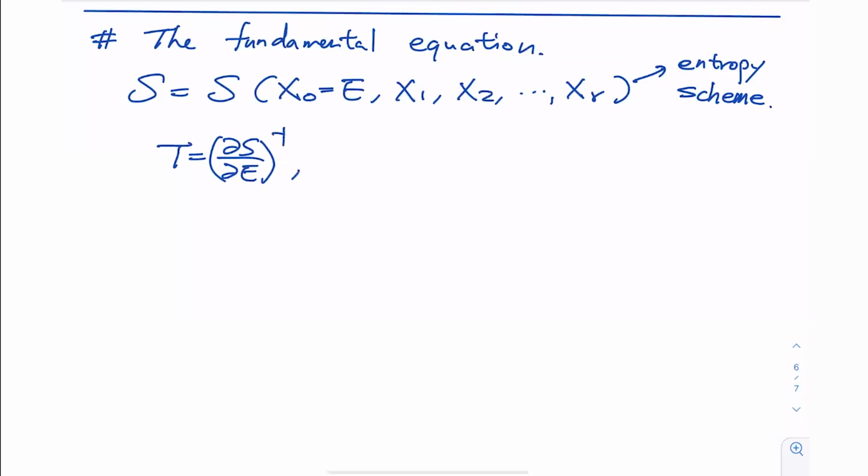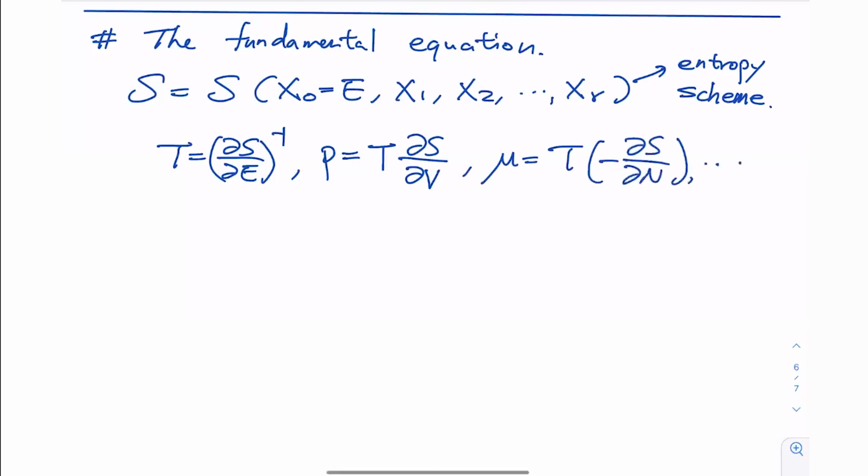However, if you continue to use similar arguments, you'll find the formal definition of pressure is like this, and the chemical potential would be something like this. Here, this T is the temperature as we established. And there's also an important concept: this T is an intensive quantity.